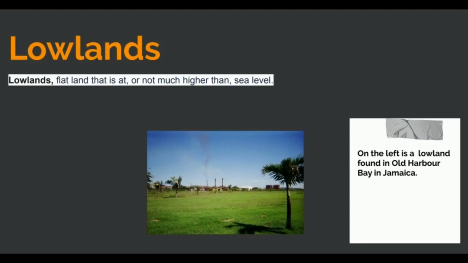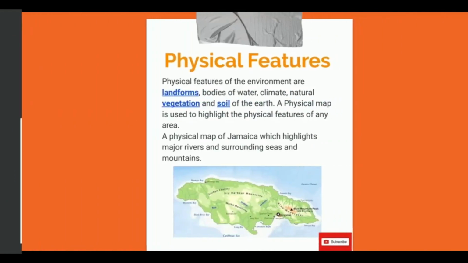Then we have lowlands, and here we hear low, flat, it's not of height. As the name suggests, lowland is flat land that is at or not much higher than sea level. When I think of lowlands, I think of plains, plantations, estates, large areas of land. In the slide we see a lowland found in Old Harbor Bay in Jamaica.